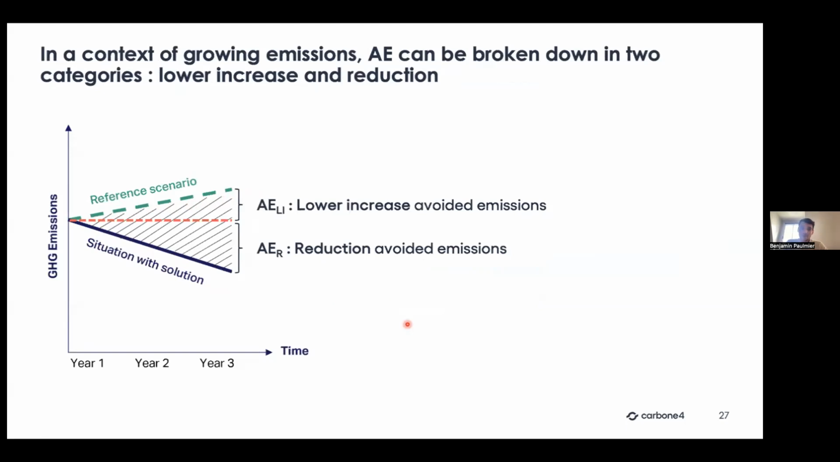In a context where emissions are overall growing, avoided emissions can sometimes be broken down into two categories. We have the lower increase avoided emissions and the reduction avoided emissions, which are terms that appear several times throughout the report. The main split between them is the comparison between the solution scenario and the emissions that were occurring initially, at the start of when the solution got deployed.